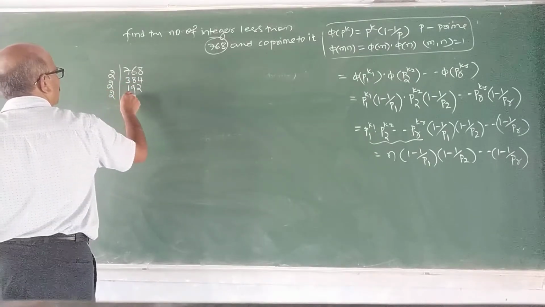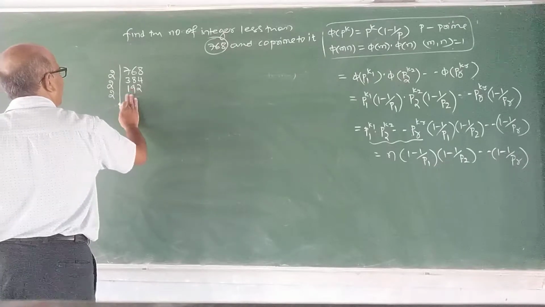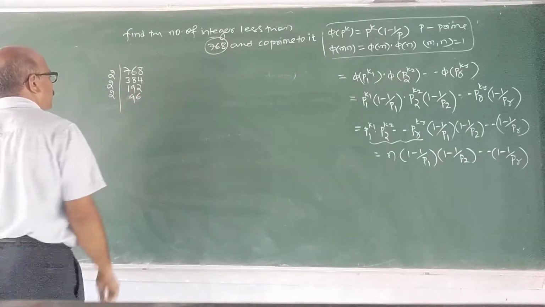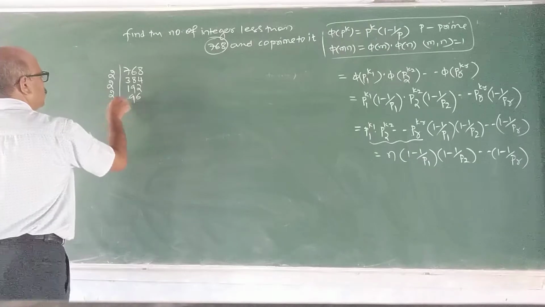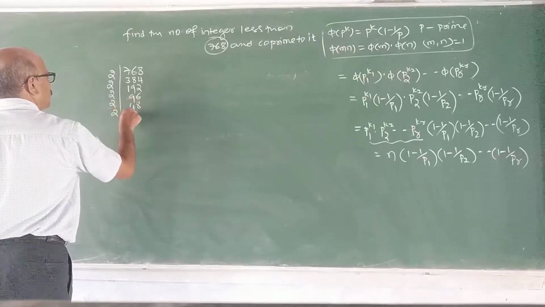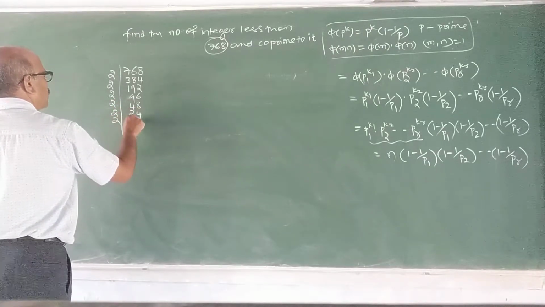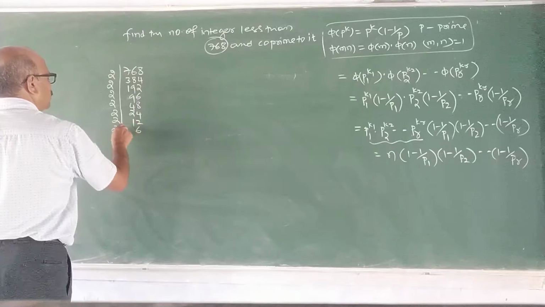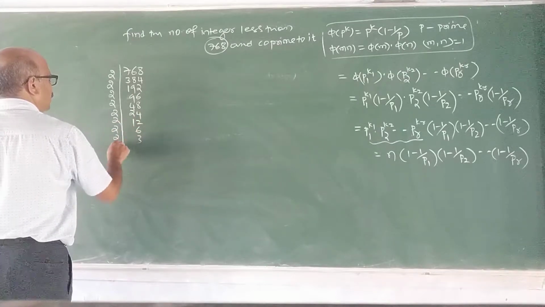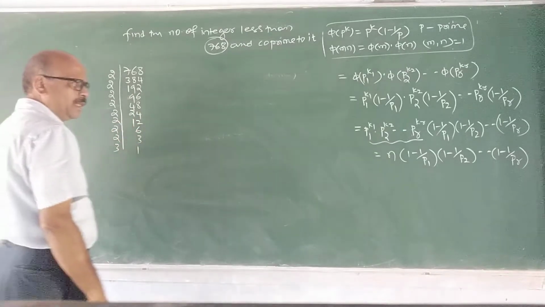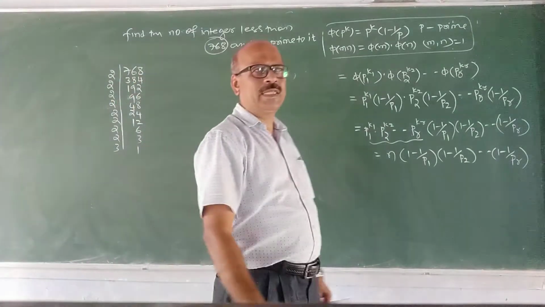2 into 96. Correct? 2 into 48. 2 into 24. 2 into 12. 2 into 6. 2 into 3. 3 into 1. You verify whether it is correct.